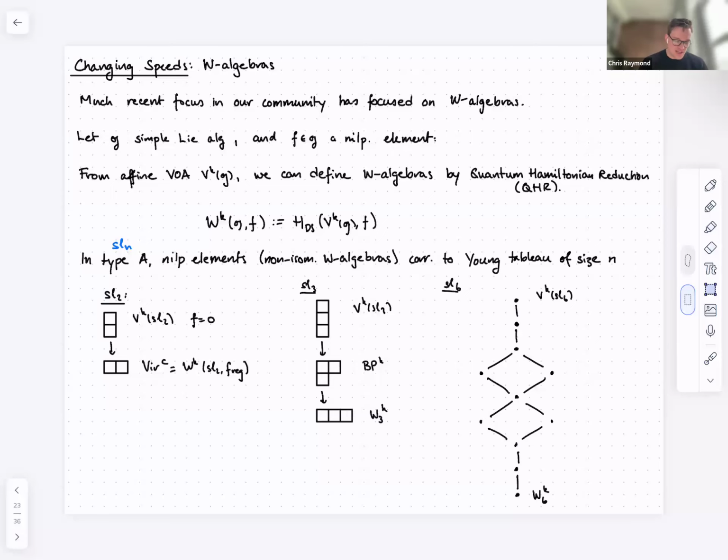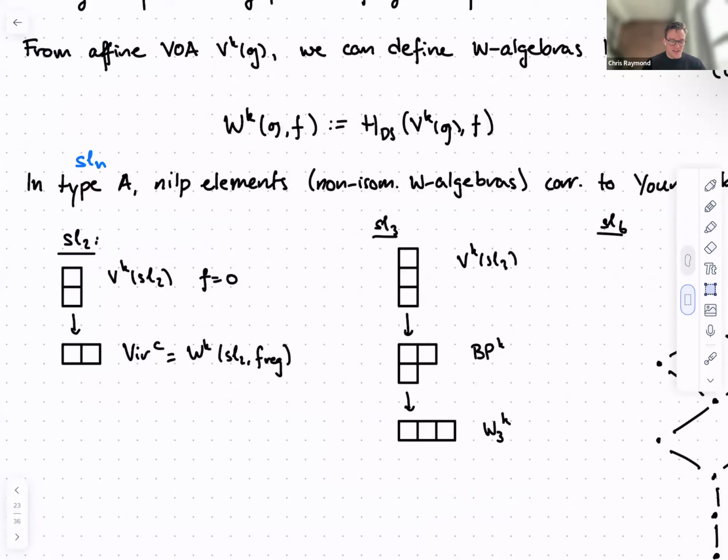Each one of these Young tableaux, or partitions of N, will lead me to a non-isomorphic W algebra. In the case of SL2, this is perhaps particularly nice. I can either take my trivial nilpotent element, which is just 0, and I perform Hamiltonian reduction and I get back the thing that I started with, or I can take the regular nilpotent element, which is just the usual F we think of inside of SL2, and what I get out is the universal Virasoro algebra.